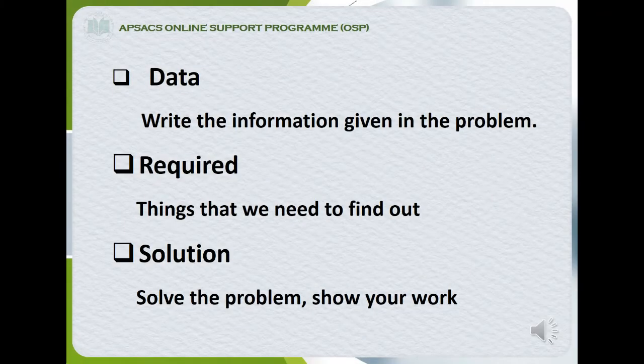The third step is to write the data. What does data mean? Write the information given in the word problem. Then the fourth step is required. Required means things that we need to find out in the problem. And the last one is solution. Solution means solve the problem and show your work.